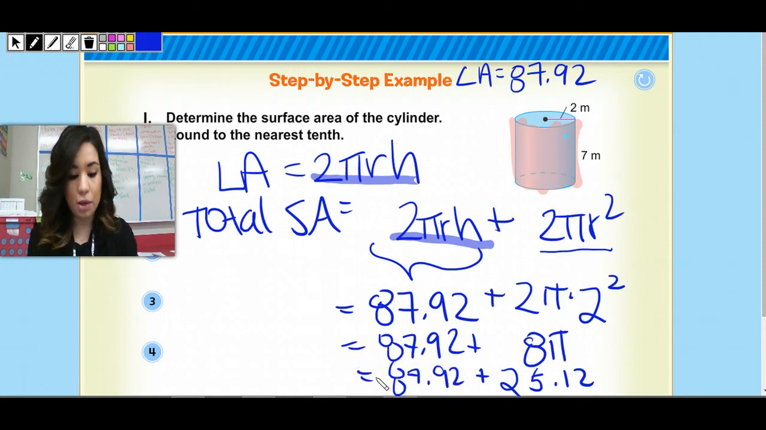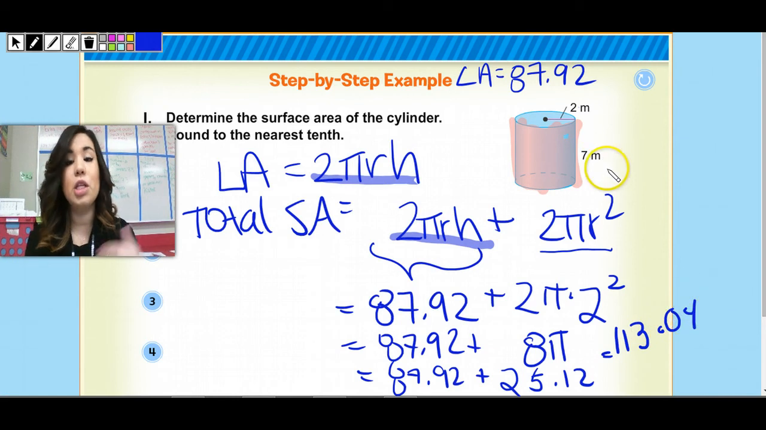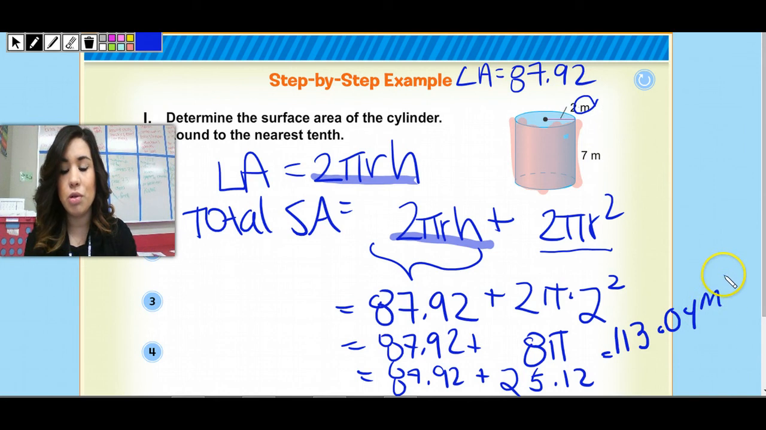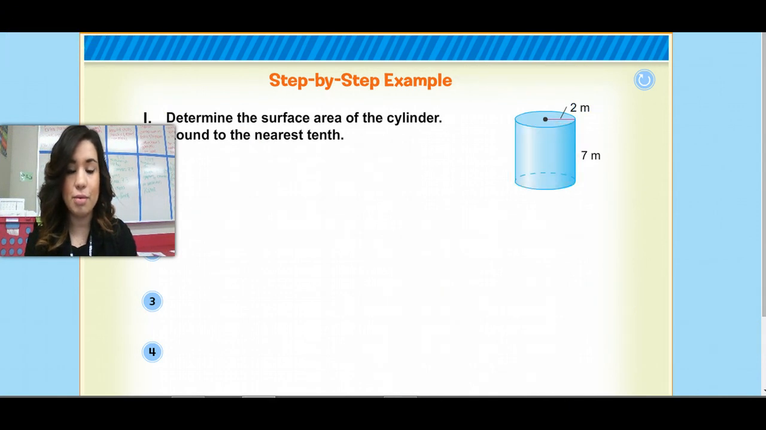So I get my calculator, I add 87.92, and my final answer for the total surface area is 113.04. Now we're dealing with area, surface area, so instead of meters, we're going to do meters squared. When we deal with area, our units are always squared. And that is it for cylinder.